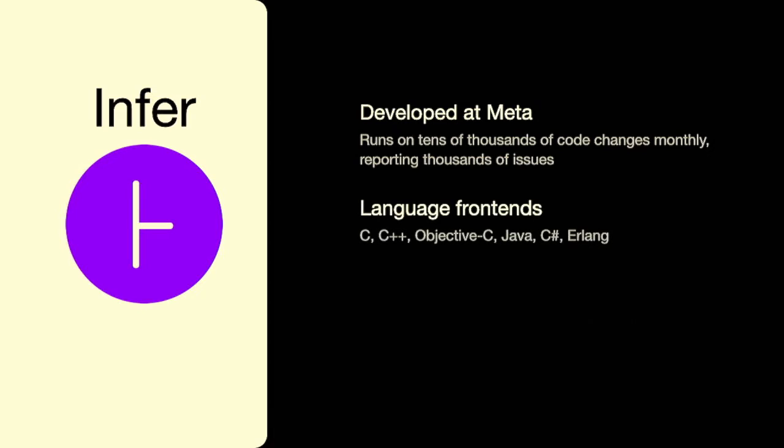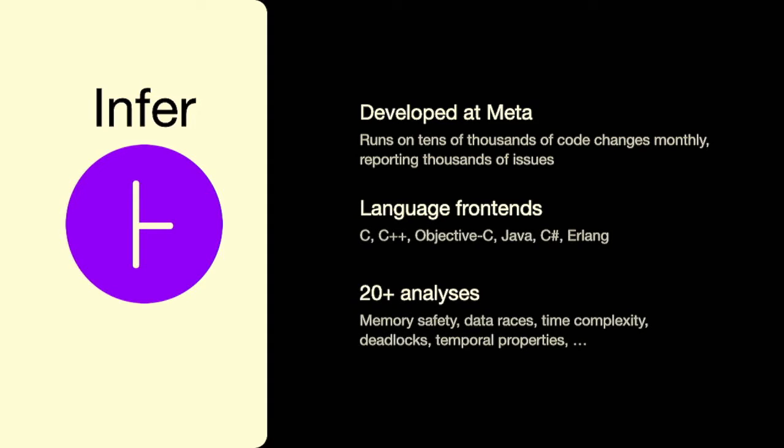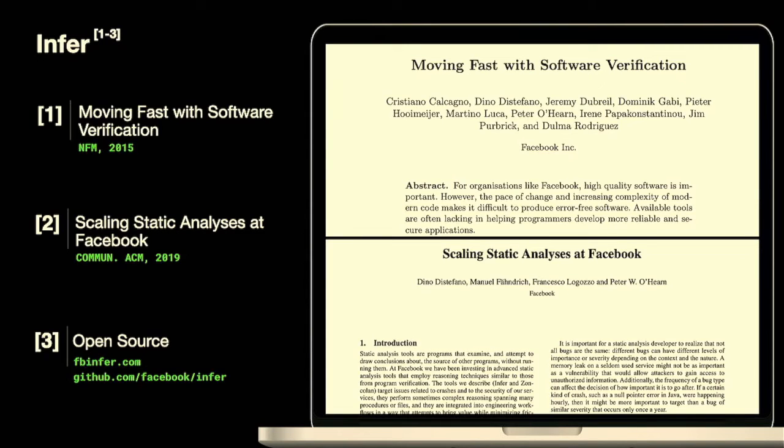On static analysis, Infer is the main platform we developed at Meta and also adopted by WhatsApp. Infer supports multiple language front ends, for example, C, C++, Objective-C, Java, and most recently we added Erlang support. It supports over 20 analyzers in the backend to detect different types of issues, for example, memory safety, data races, time complexity, deadlocks, and temporal properties. Infer is also open sourced. You'll be able to find the technical details in its GitHub repo and also the publications.